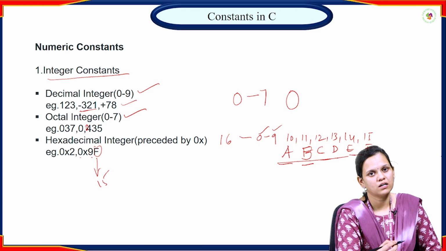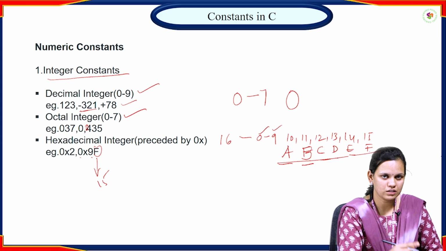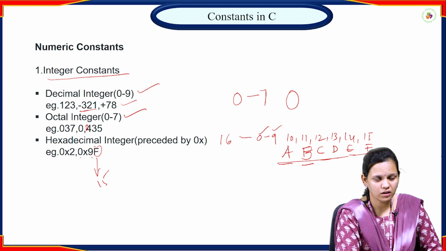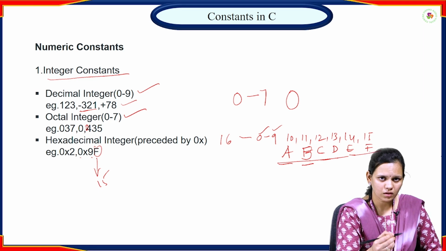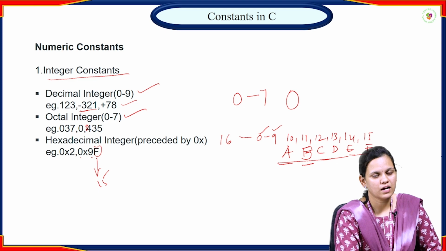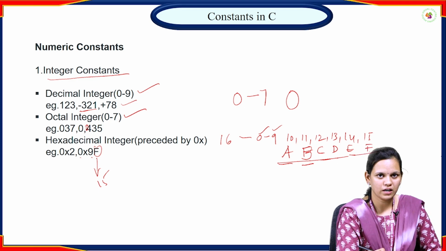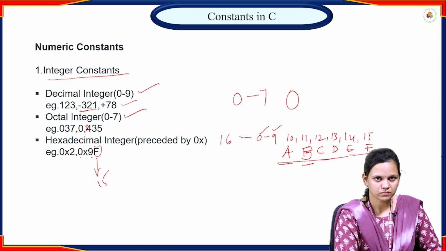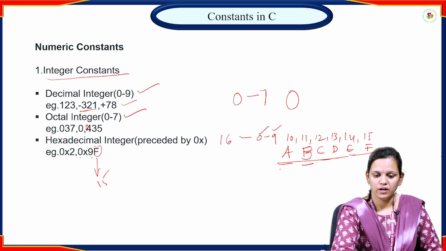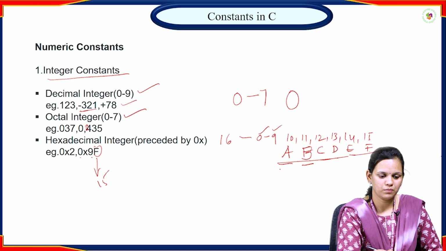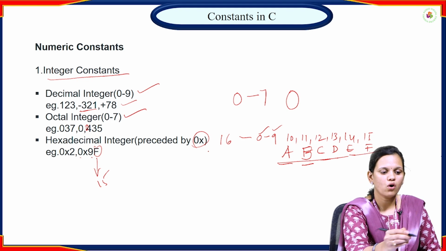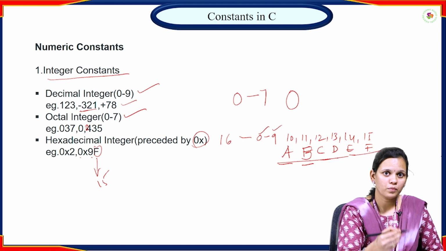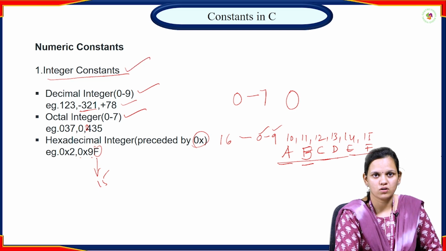A decimal integer constant consists of only the digits from 0 to 9, whereas an octal integer consists of the digits from 0 to 7 and is preceded by 0. A hexadecimal integer is preceded by 0x and consists of the digits from 0 to 9 as well as A to F. So all these are numeric constants. Under numeric constants, all these are integer constants.